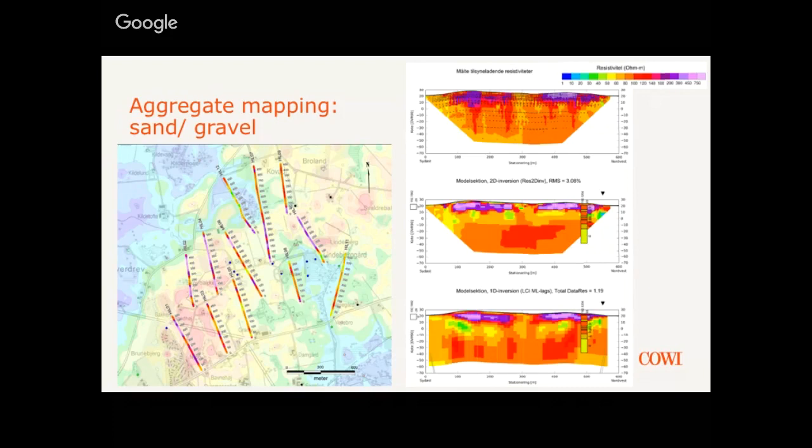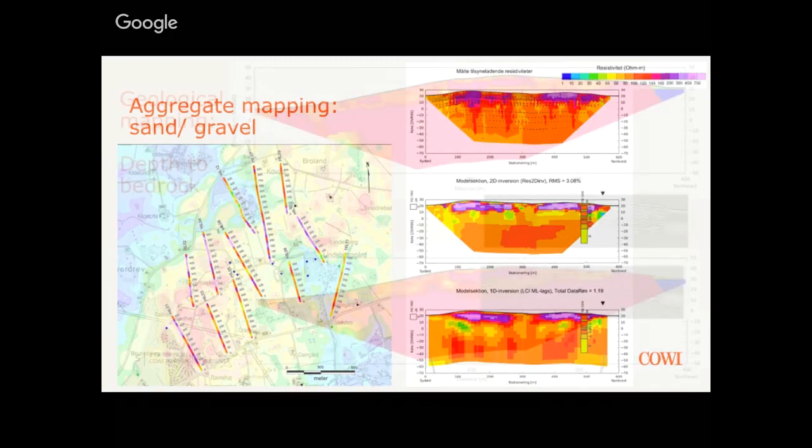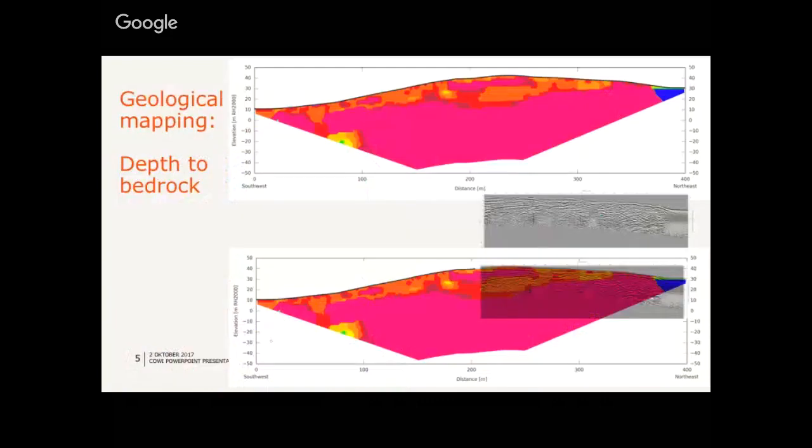Okay. It doesn't seem to be mapped in the... Yeah, of course, that was the wrong one. We have this server section up here with the apparent resistivities, and then the 2D model and the 1D LCI. And then the last one was the mapping we did in Sweden, where the top one is also DC resistivity measurements, and then we also used the Q radar.